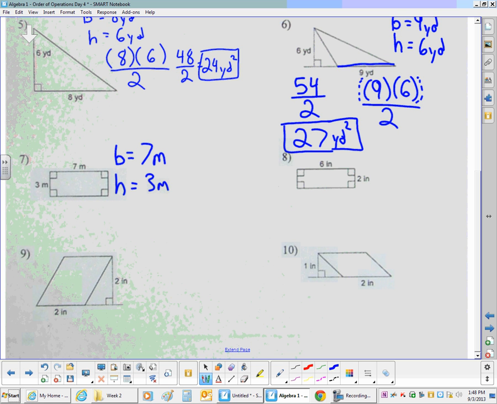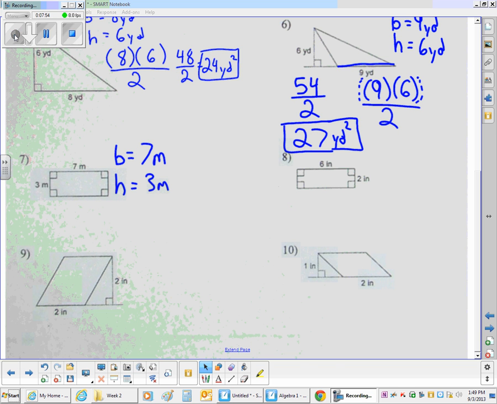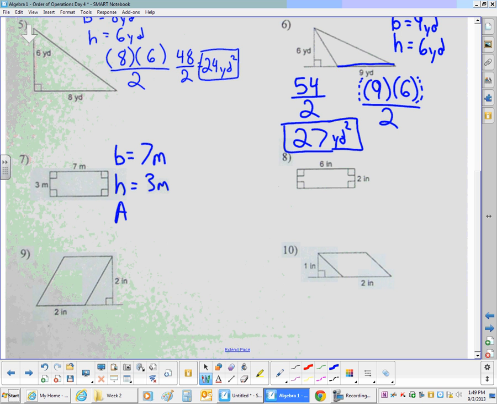When you're doing these problems, I want you to make sure that you are writing down what the variables mean. Okay, now we're going to plug things into our formula. The formula is just base times height. So area equals base, which is 7, times the height, which is 3. So our area equals 21 meters squared.